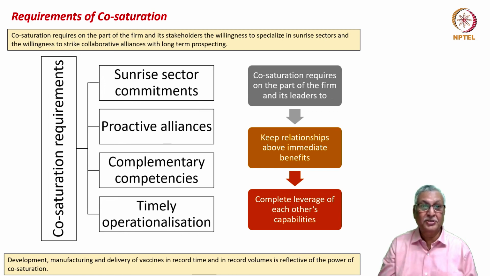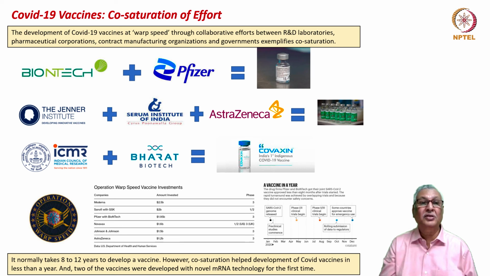the power of co-saturation. Let's take a quick look at the COVID-19 vaccine development. The vaccines were developed at warp speed through collaborative efforts between R&D laboratories, pharmaceutical corporations, contract manufacturing organizations and governments. And this exemplifies co-saturation. Normally, a vaccine will take at least 10 years. This has been the trend for all the vaccines so far. But given the magnitude of impact the COVID-19 pandemic had, every government and every firm with some kind of technological bent of mind moved in fast to get the vaccines developed.